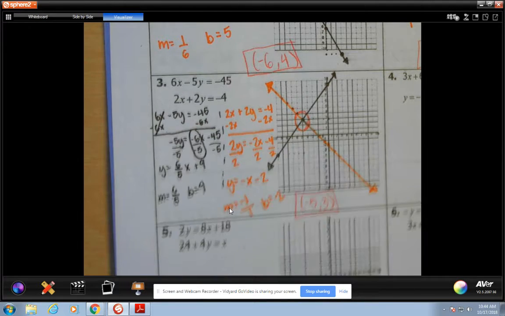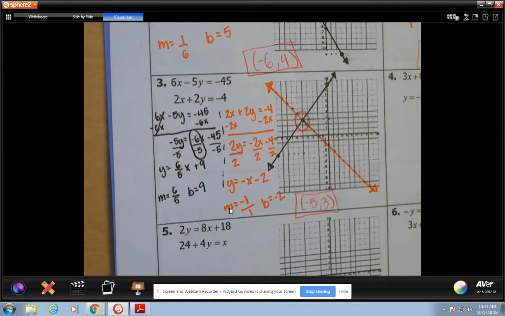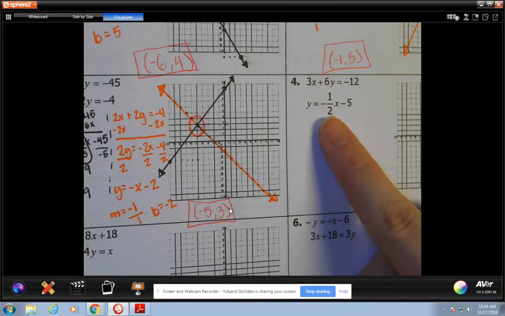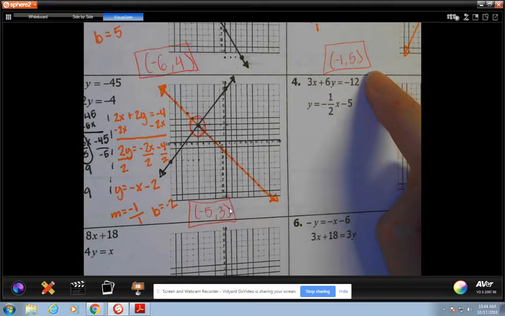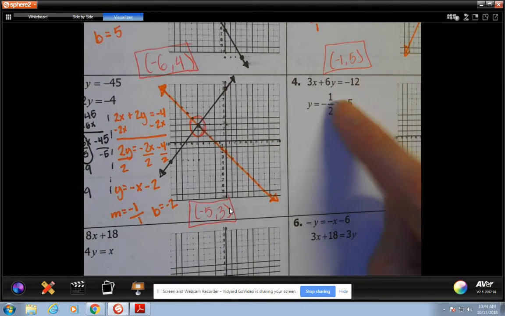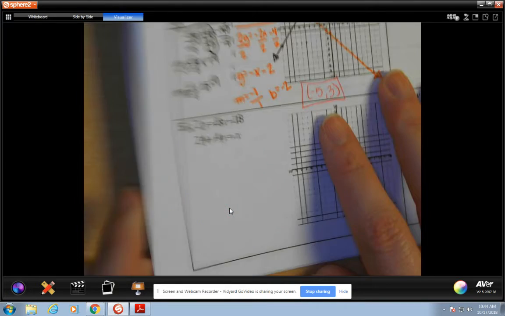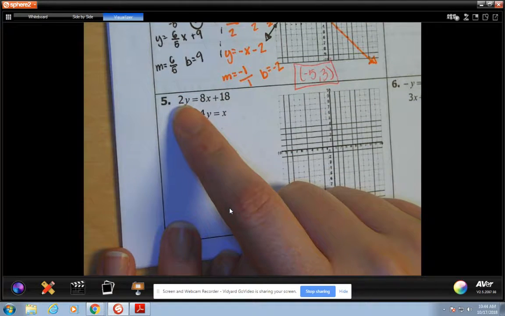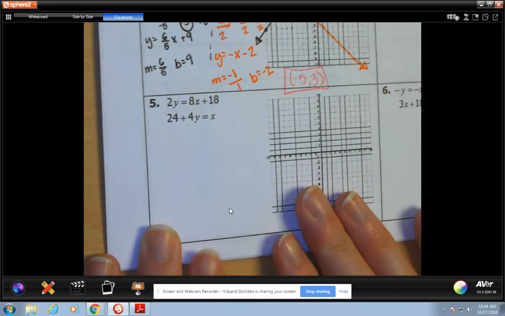Okay, let's look at one more example. Now on number 4, you don't have to solve that second one. You only have to solve the first one because the second one already has y by itself. You can graph that line already. So we're not going to go over 4. Number 5. Also, if you look at that first equation, y is almost by itself already, so all you have to do is divide by 2. We're not going to do 5 either because I don't think we need it, but let's go ahead and look at 6.